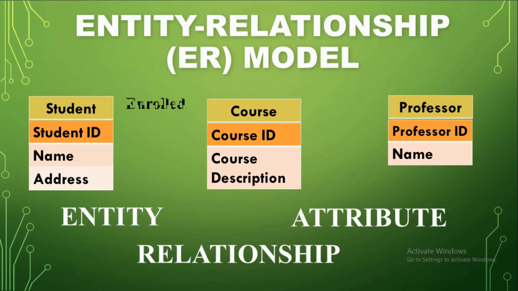In the given example, enrolled is a relationship that connects entity student to entity course, and the relationship taught, which connects the course entity to the professor entity. The diagram shows that the student is enrolled in a course that is taught by the professor.